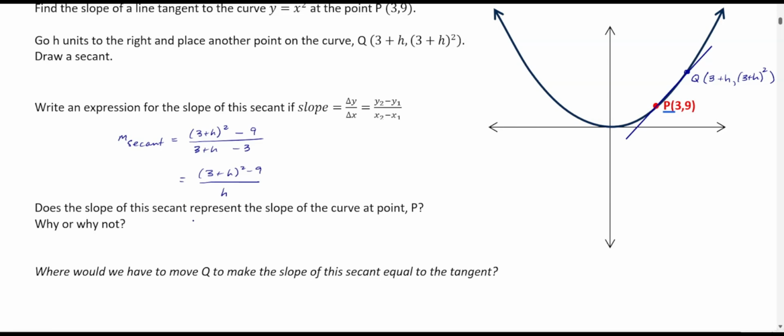Well, not yet. So it does not. Only if h goes towards 0, if the distance between P and Q goes towards 0, will I get the slope of the tangent. So only if h goes towards 0 will we be able to calculate the slope of the tangent.